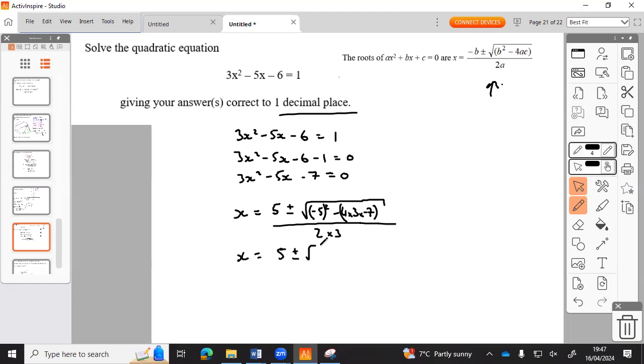First thing on that is here. We're bringing the 1 over from the right hand side into the left hand side. So positive 1 on the right hand side becomes -1 on the left hand side. And then just bring the like terms together.